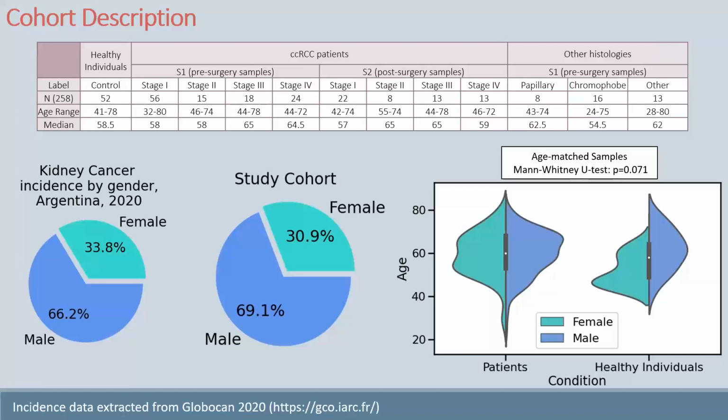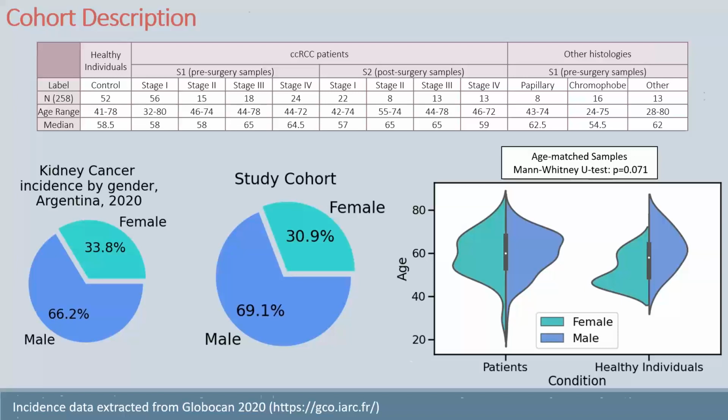The pie plot on the left represents the disease incidence by gender in Argentina, and the plot in the middle represents the gender distribution in this particular cohort. Samples employed were age-matched, as you can appreciate from the violin plot on the right side of the slide, which also shows the age distribution by gender.